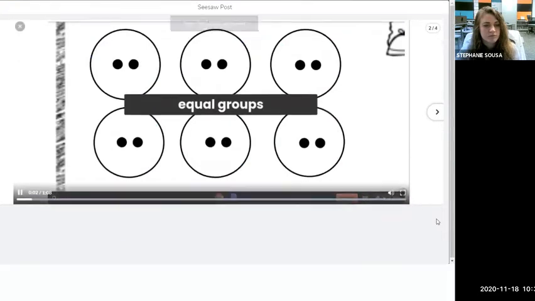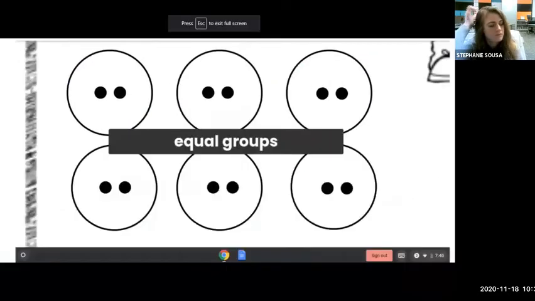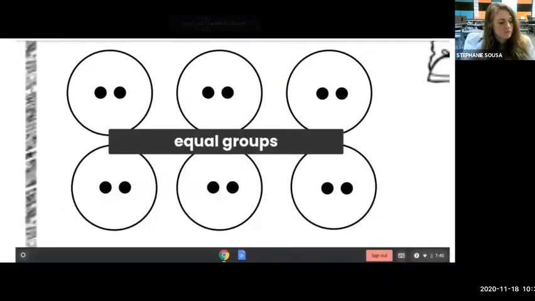Hopefully you were able to pick up from the video that division is sharing equally among groups. Here you can see a model of 6 groups, and each group contains 2 dots. This is an example of how to share equally.